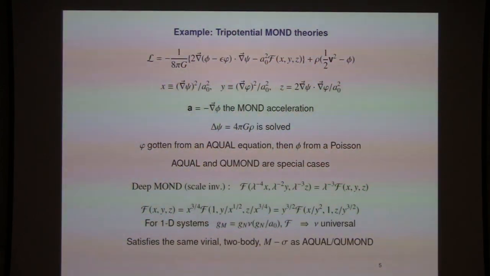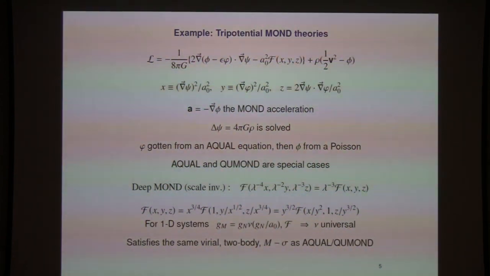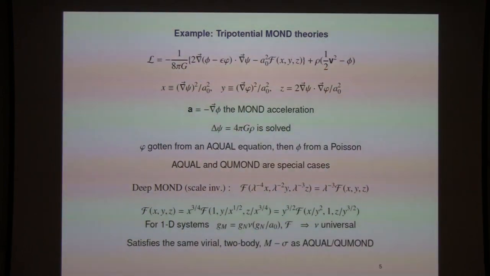But it can lead, now here, the interpolating function is a function of three variables. This is the thing that started me on this. I wanted to demonstrate that it's possible to write theories with a more complicated interpolating scheme between the Newtonian and the MOND regime.